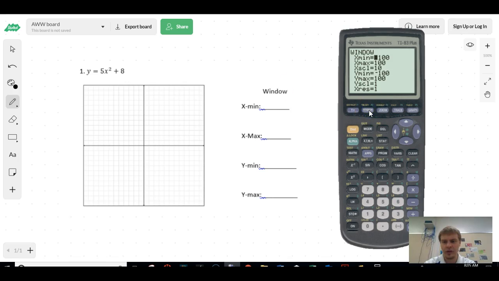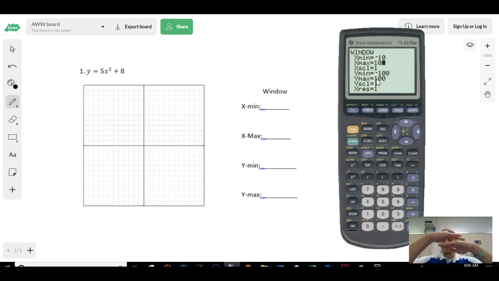So I'm actually going to go to Window, and as you can see, my window is set to kind of all over the place. The x min is negative 100, the x max is 100, the y min is negative 100, and the y max is 100. So I'm really zoomed out. And what I want to do is zoom in just a little bit more. Because the x's control the left and right, normally you want that to be from negative 10 to 10, because normally we want to look around the origin.